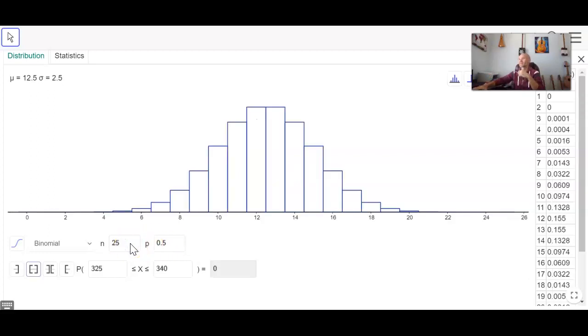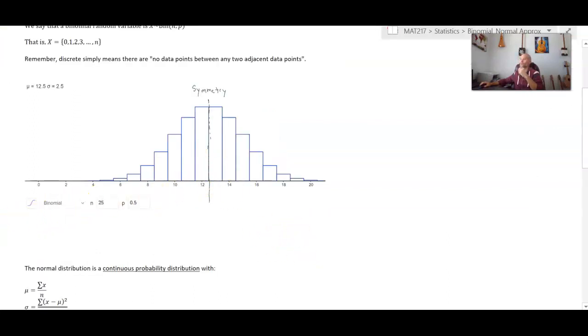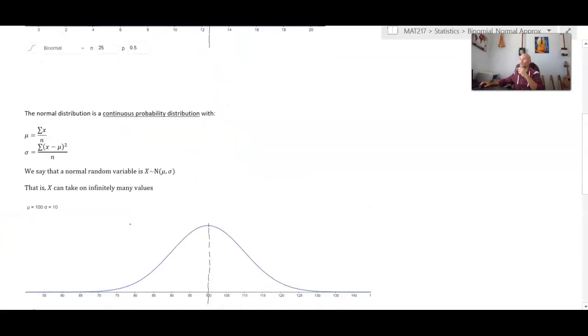If I make that something even bigger, like 600, you get a much cleaner approximation. And it almost looks continuous now, right? Because there are enough values to where it's not infinitely many, but it's closer to infinitely many than it was before. Now let's look at the normal distribution. So the normal distribution also has a mean and standard deviation. Every distribution does. It has, well, what's the expected value that you get?